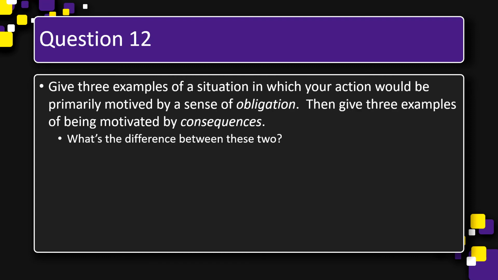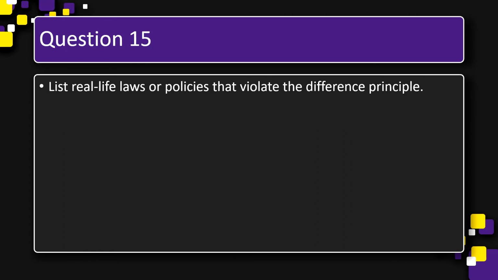And question number 12, give 3 examples of a situation in which your action would be primarily motivated by a sense of obligation, and then give 3 examples of being motivated by consequences. Now, what's the difference between an obligation and a consequence? That's going to be something important for you to figure out and be able to answer. Question 15, list real-life laws or policies that violate the thing known as the difference principle.